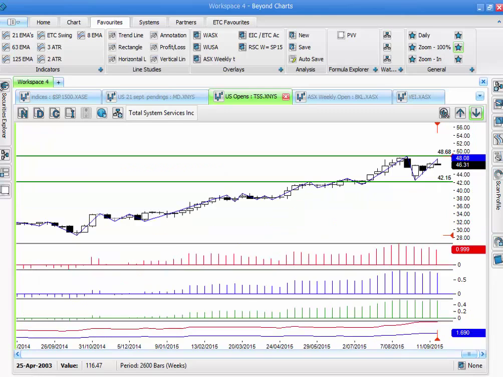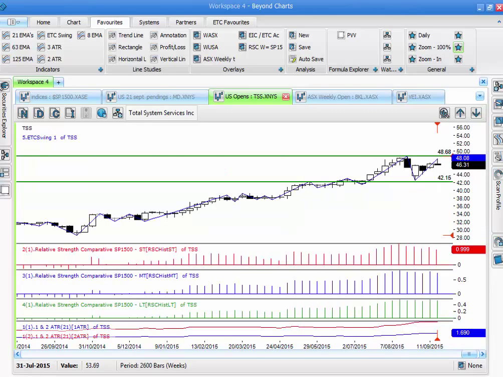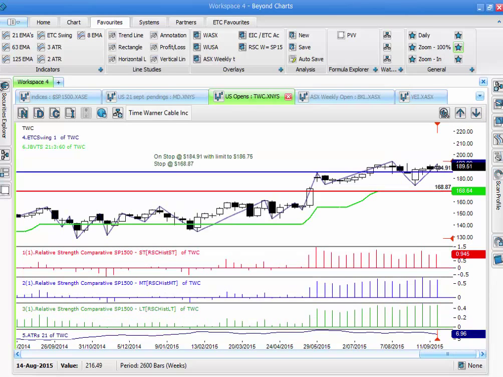So I'll certainly articulate that in writing, etc., and let everybody know in terms of how to manage soft stops and hard stops along the way. TSS, that was a trade setup from a couple of weeks ago. It still hasn't triggered. TWC holding up for the time being.